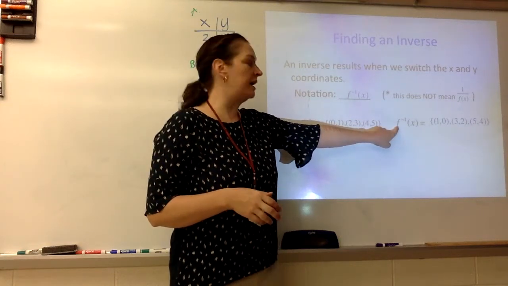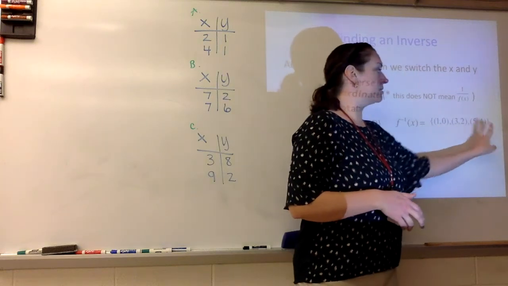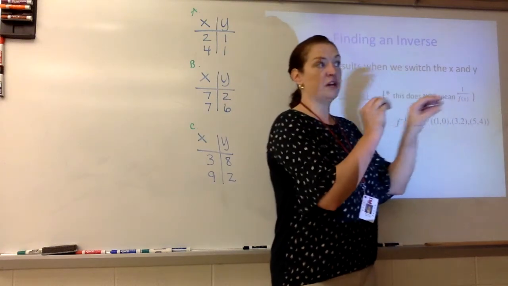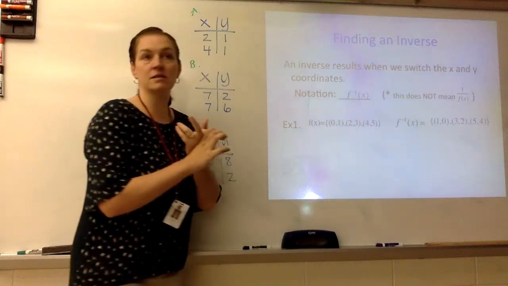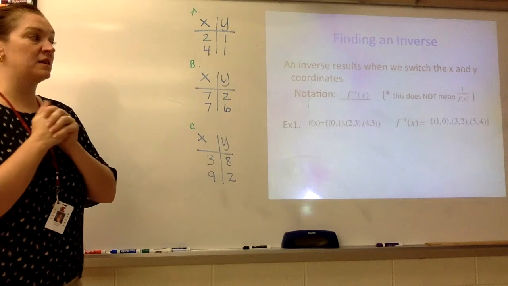it means literally take x and y and reverse them. They change locations. They do not change signs. They don't change quadrants. They just simply interchange the x and the y values.